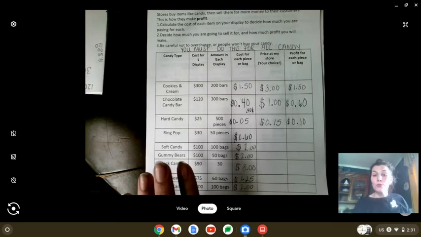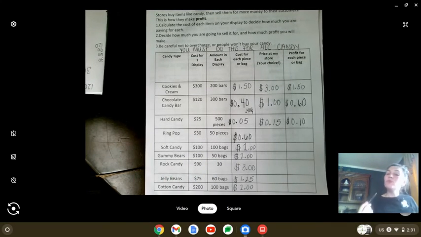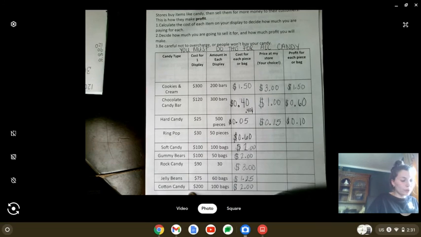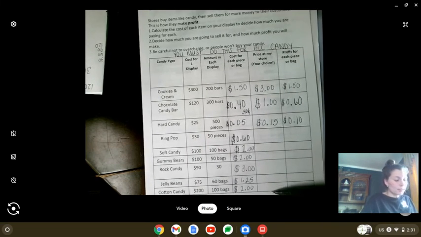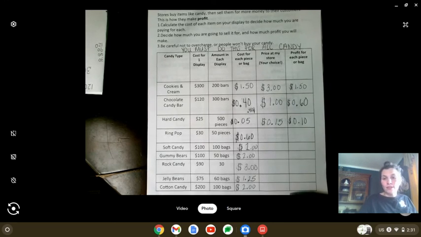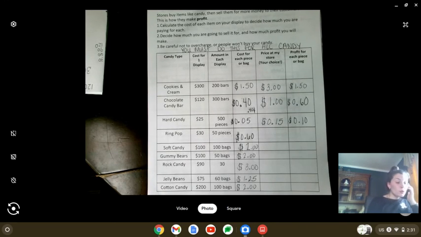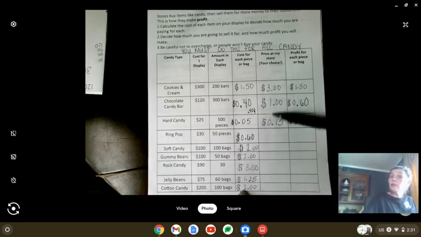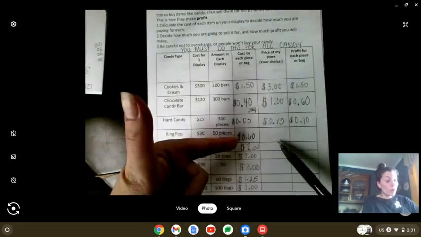Now, what I'm going to have you do is you guys are going to figure out or decide what you are going to charge the customers, or how much it will be to buy one piece. And then what is your profit? Go ahead, do this on your own. This is going to be different than mine because remember, it's your choice. What do you want to charge?